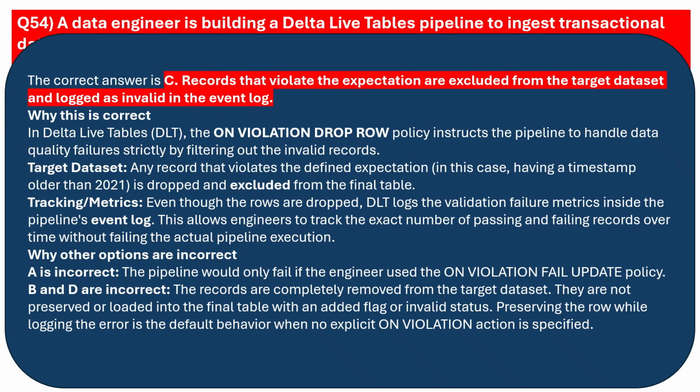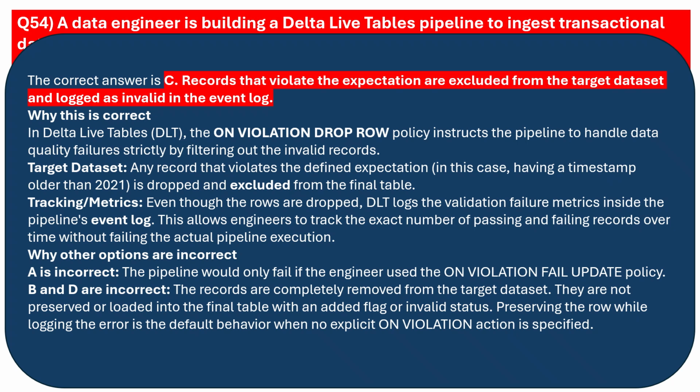Records that violate the expectation are excluded from the target dataset and logged as invalid in the event log. Why this is correct. In Delta Live Tables (DLT), the on-violation drop row policy instructs a pipeline to handle data quality failures strictly by filtering out the invalid records. Target dataset. Any record that violates a defined expectation, in this case, having a timestamp older than 2021, is dropped and excluded from the final table.